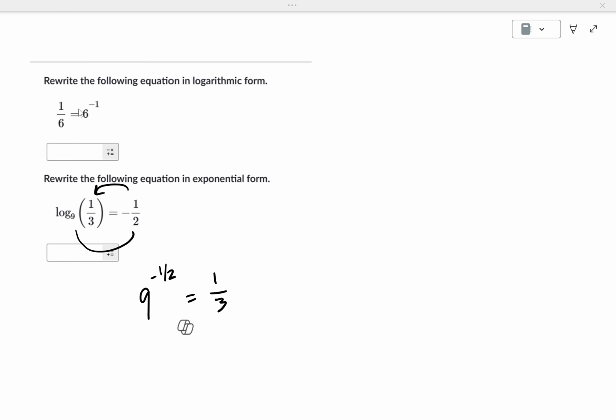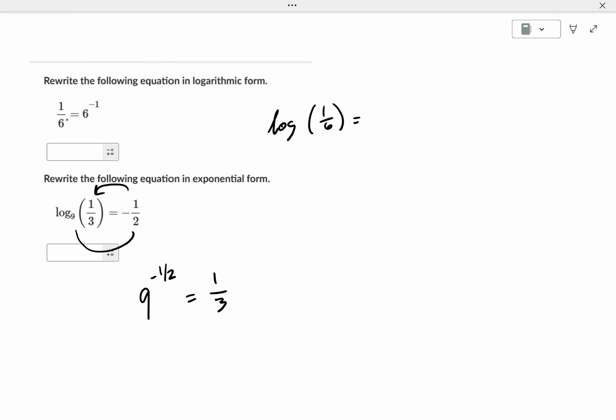So now we have to go the other direction with this. I always thought this was difficult. I still think it is a little bit difficult because normally we're used to seeing logs first and then we write it as an exponent, but sometimes you might have to go the other direction. So this 1/6 is by itself, that is going to be the argument of our logarithm. So far we have log 1/6 is equal to, and now we have to figure out what this is saying.